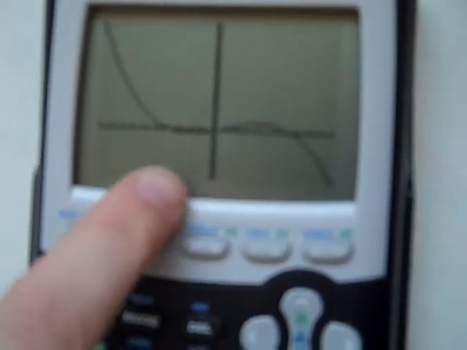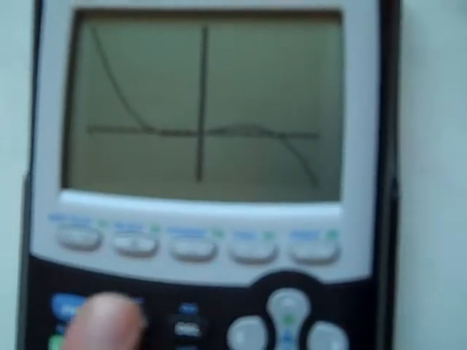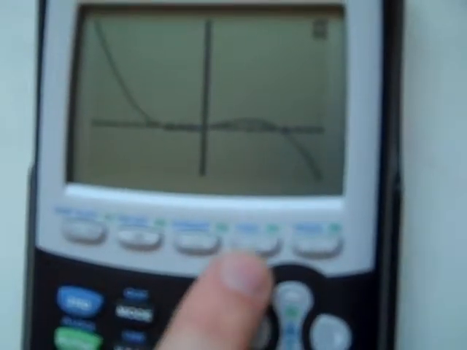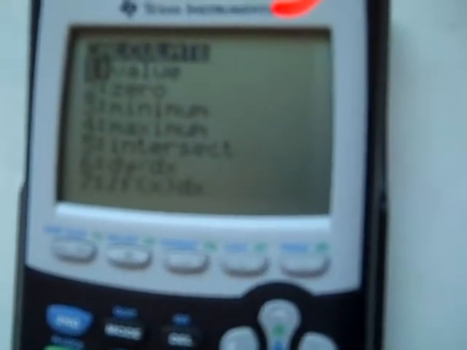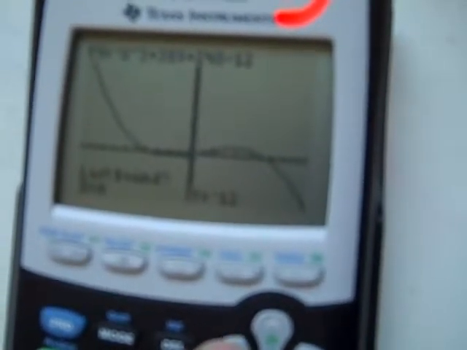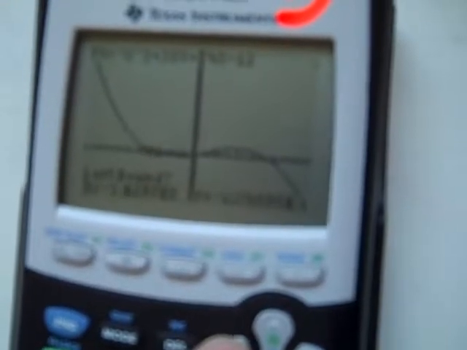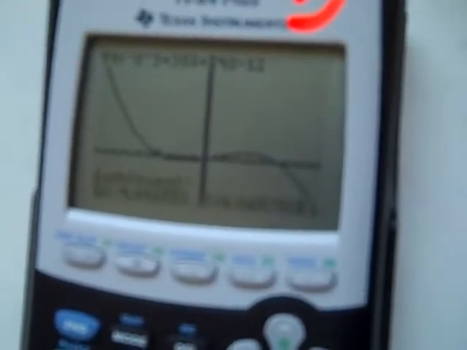So first we're going to find the relative minimum. And we know it's somewhere in here because this is the lowest point on the graph. So you're going to go to second trace, which is calc, and then you're going to go down to number 3, which is minimum. It then asks you for the left bound, and so you're going to have to move the little cursor over to the left and click enter.